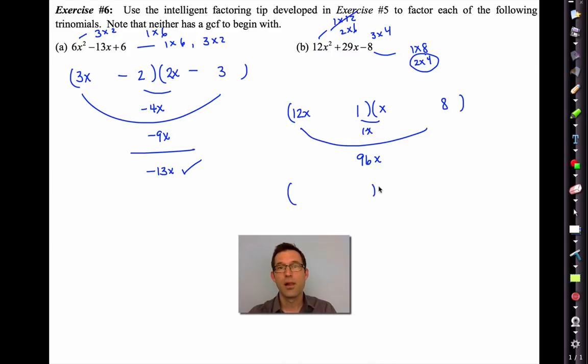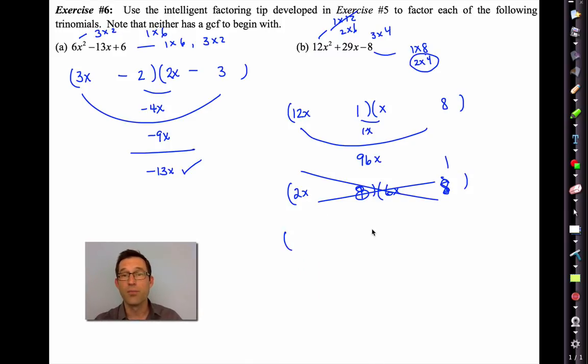Okay, let's try the 2 and the 6. Let's try 2x and 6x. Now again, the 2 and the 4 are out because both of them are even. I can't pair either of them here. So if this is going to work, I'm going to have to, oh, the 1 and the 8 aren't going to work either, right? Because if I do this, there's a GCF. And if I do this, there's a GCF. So actually, that's done. All right, moving right along.